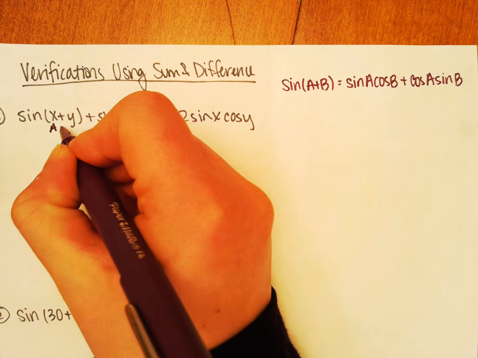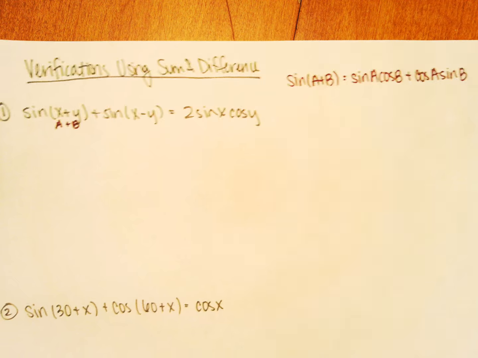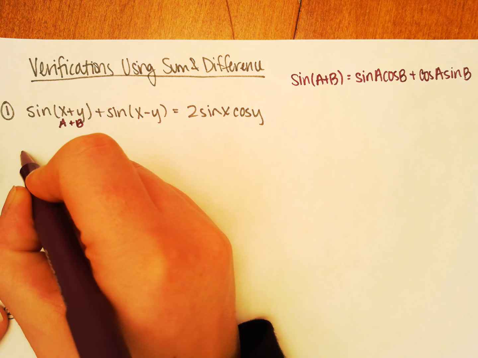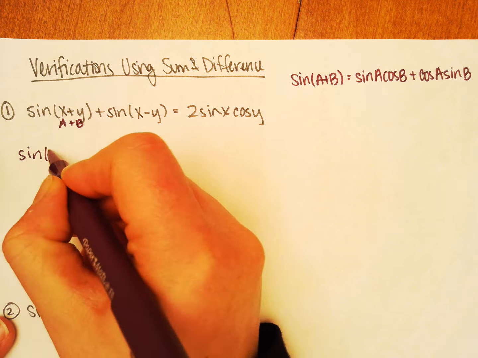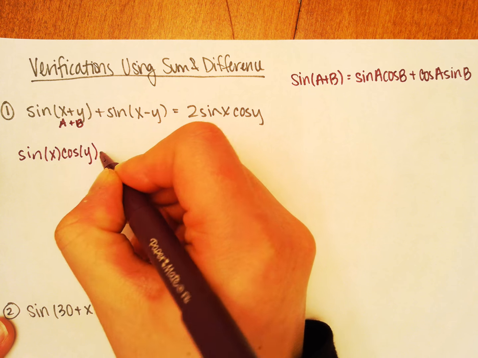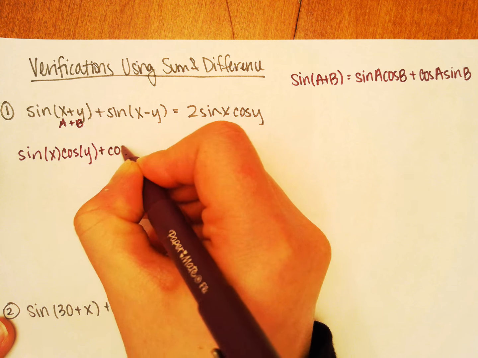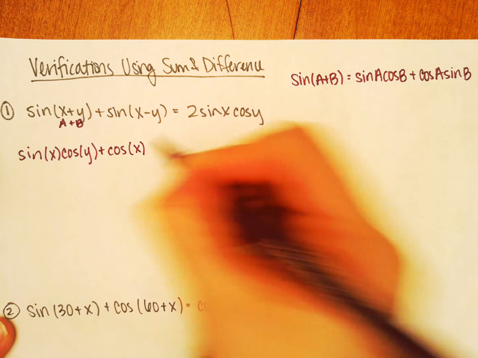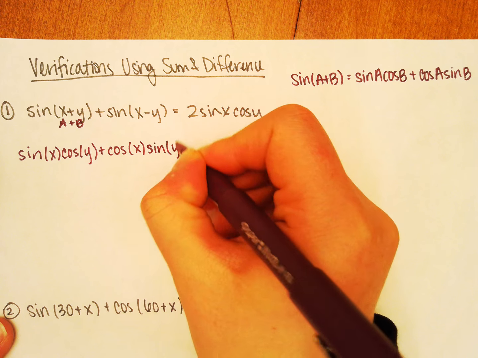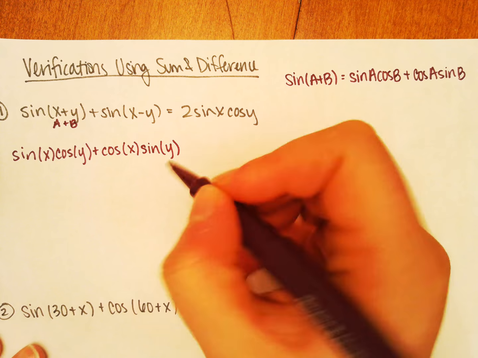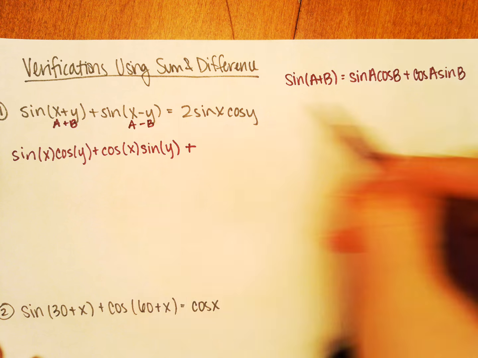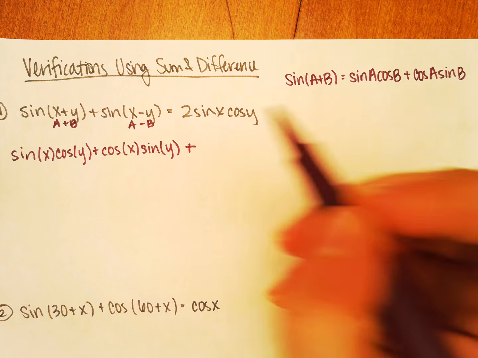We're going to treat x as our a angle and y as our b angle. So when we expand out this first part, we'll have the sine of a, which is x, times the cosine of b, which is y, plus the cosine of a, which is x, times the sine of b, which is y. Then we'll expand this other one out. This is a difference identity, which is the same thing, except we just have a minus here.